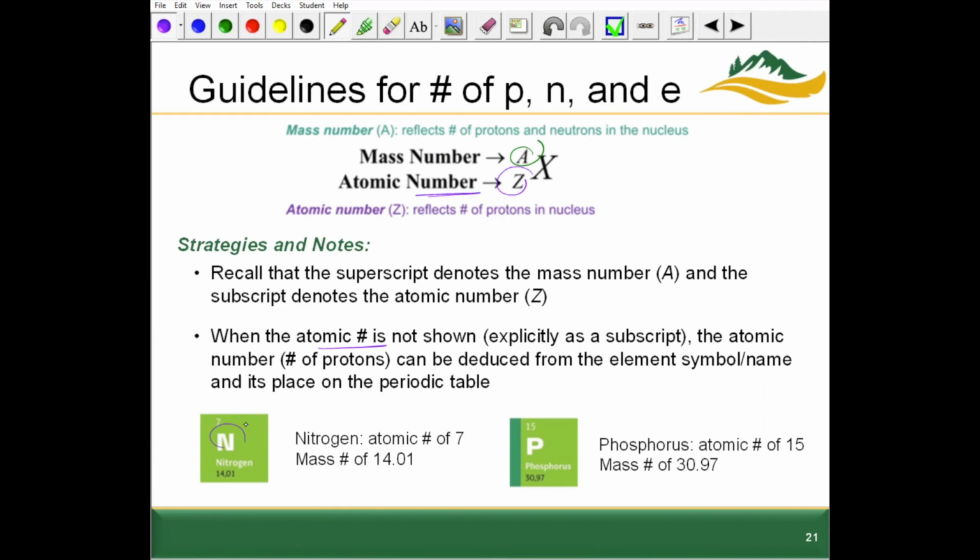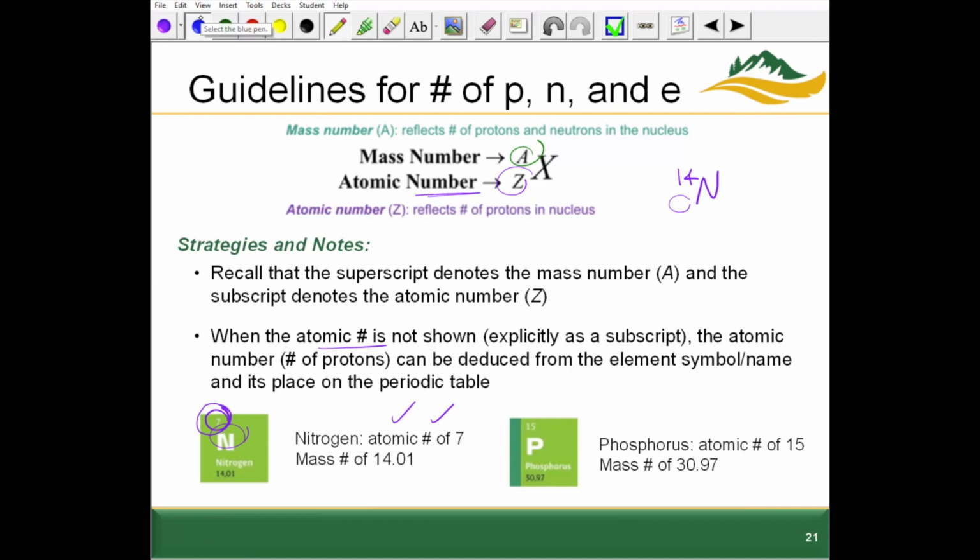on the element symbol. For example, if we were just given the fact that nitrogen has a mass number of 14, well, what about the atomic number then? We can find that. We go to the periodic table, we find nitrogen. It has an atomic number of 7, therefore it has 7 protons.